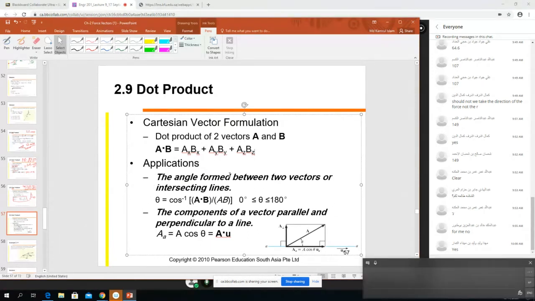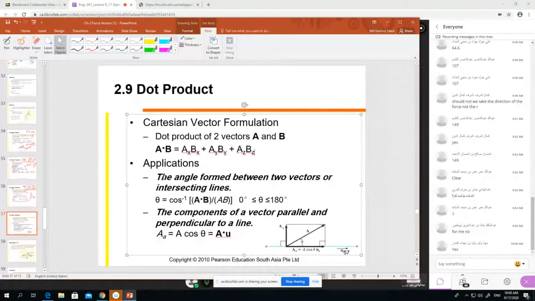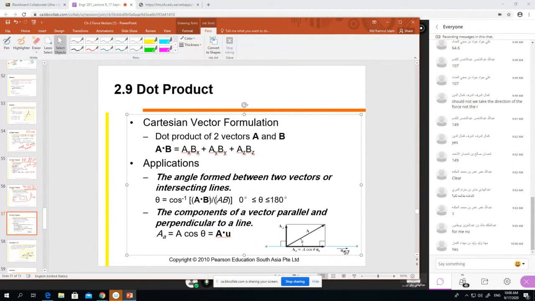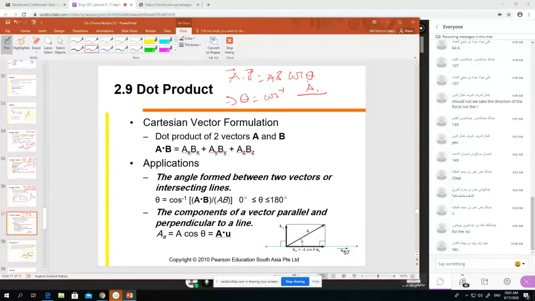Application. Where is the application of the dot product? The application is the angle formed between two vectors or intersecting lines. Now we learned A dot B equals magnitude A times magnitude B times cos theta. If you want to calculate theta, we can calculate cos inverse of vector A dot B divided by magnitude A times magnitude B. This is the formula. The same thing is written here. Always remember theta has to be greater than or equal to 0 degrees and less than or equal to 180 degrees.